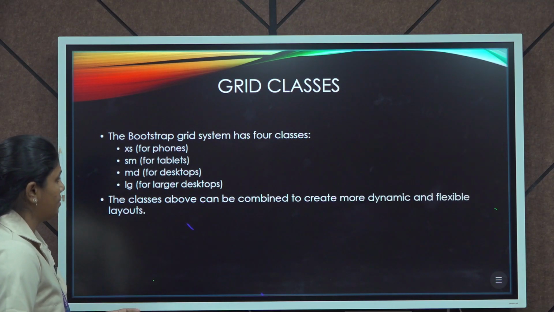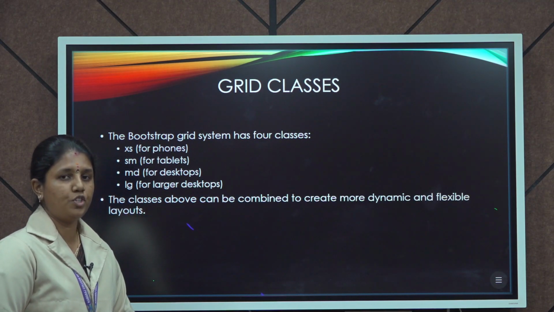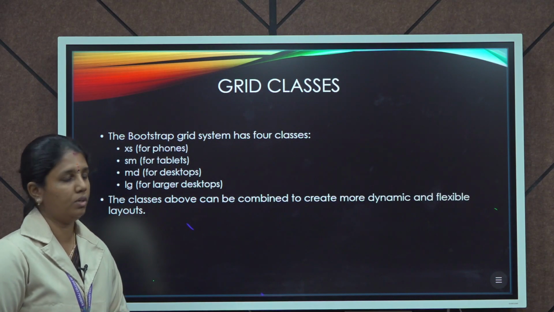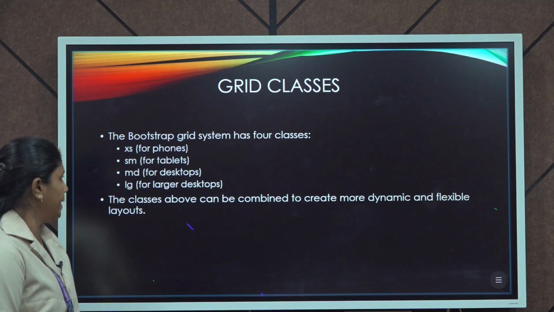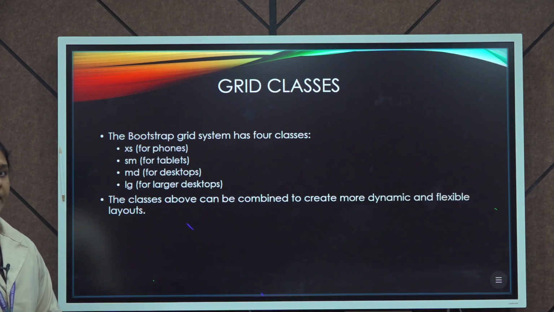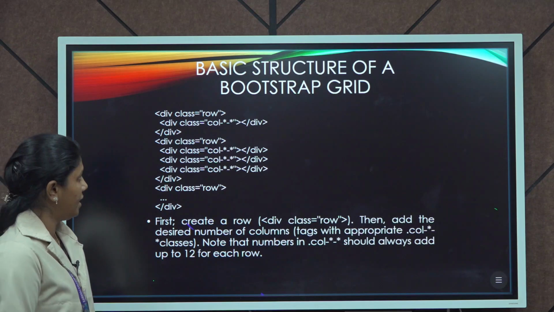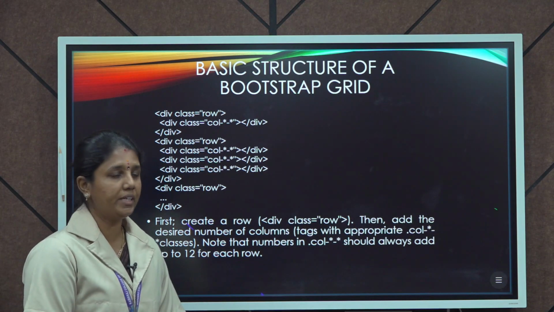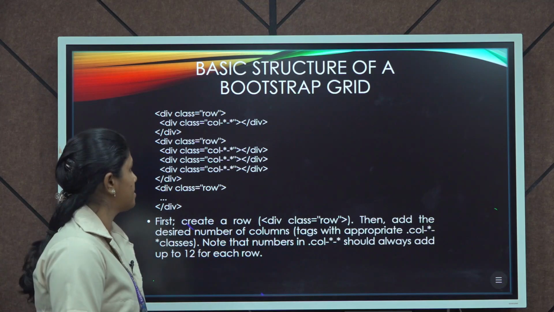And these are the grid system for 4 classes, that means XS, which is used for our phones, which will be automatically fit for the phone, and SM class is used for tablets, and MD class for desktops, and LG class for larger desktops. And this is all the Bootstrap grid codes, which include rows and columns.